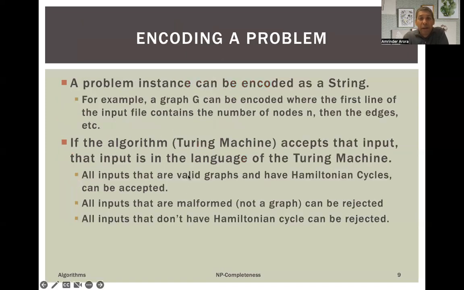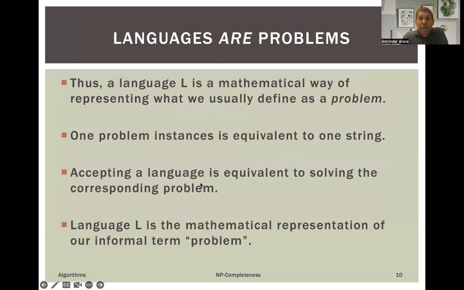the world capitals. If the algorithm accepts an input, we say the input is in the language of the Turing machine, and otherwise it's not. So essentially, this is the way that we say that languages are essentially problems. A language L is a mathematical way of representing what we usually informally define as the word problem. A problem instance is equivalent to a string. Accepting a language is equivalent to solving that corresponding problem. Again, as a bottom line, language L is a mathematical representation of our informal term problem.